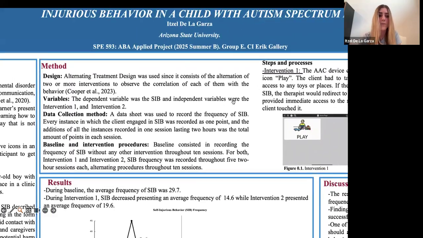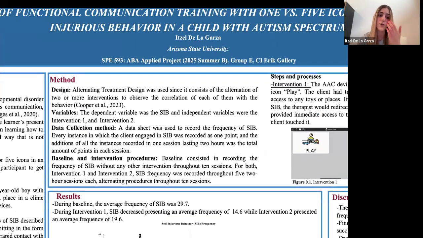So for the method, the design that I used was an alternating treatment design because this design alternates two interventions. It can alternate two or more, but in this case, I also didn't want to use baseline. I didn't want to take baseline data more than once because SIB can be really dangerous for the client. And variables, the dependent variable was the SIB, and independent variables were two interventions.